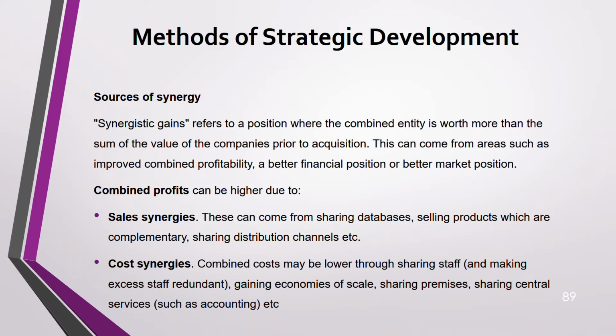Next, cost synergy. So these two reasons will help you to achieve higher profitability. One is sales synergy, and with that cost synergy also you need. Cost synergy means your cost is now lower because you are sharing staff. You have to pay them a lower salary. Excess staff you can lay off. You can gain economies of scale. You are sharing the premises, even central services like accounting and finance. So cost synergy also we are achieving. Sales with the cost synergy will give you a combined profit higher than it is individually for the two companies.